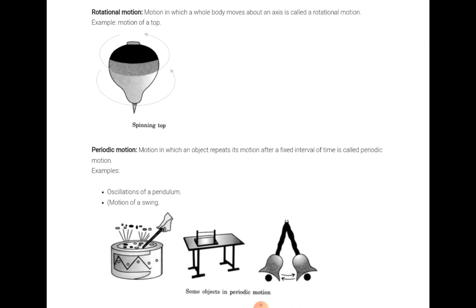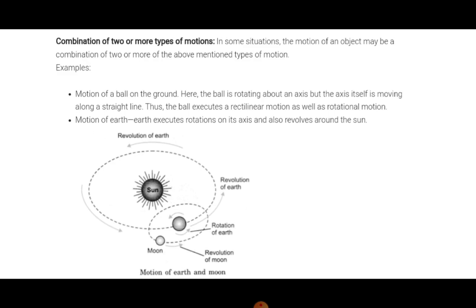Let's see the periodic motion. Periodic means regular. So motion in which an object repeats its motion after a fixed interval of time is called periodic motion. Now examples include oscillations of a pendulum. So here, in the oscillation of a pendulum, the pendulum will come to its original position after a fixed interval of time, and hence it is a periodic motion. Similarly is the motion of the swing.